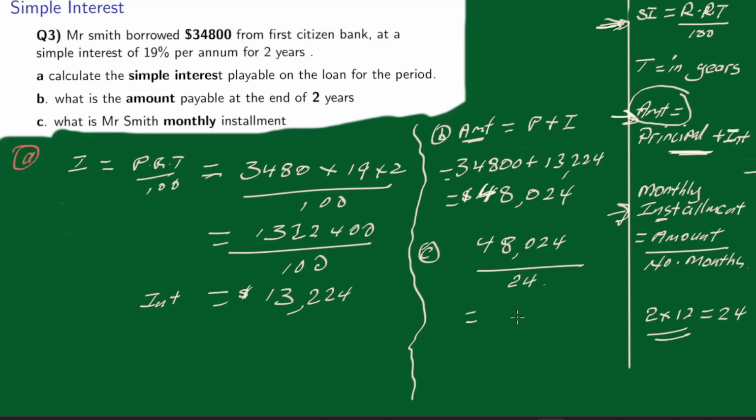So 48,024 divided by 24. And this will give us a value of 2,001. So that's the monthly installment. And again, the monthly installment is how much Mr. Smith has to repay the bank every month for the duration of the loan, which is 2 years. So for every month for 2 years, he has to pay back $2,001.